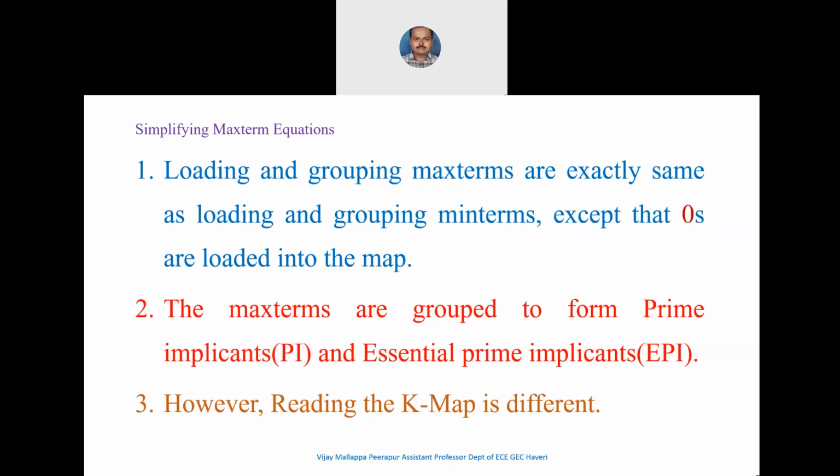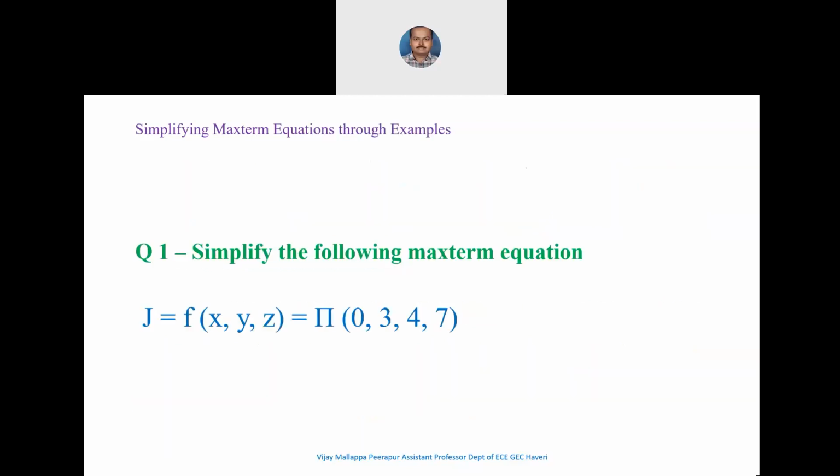Does everyone understand here? In max term, we load zeros. The loading and grouping is similar to the min terms, and we look for the prime implicants and essential prime implicants. How do you make the group of max terms? As I said, logical adjacency. I'll explain how to read the K-map for max term equations. Okay, now first we'll see one example.